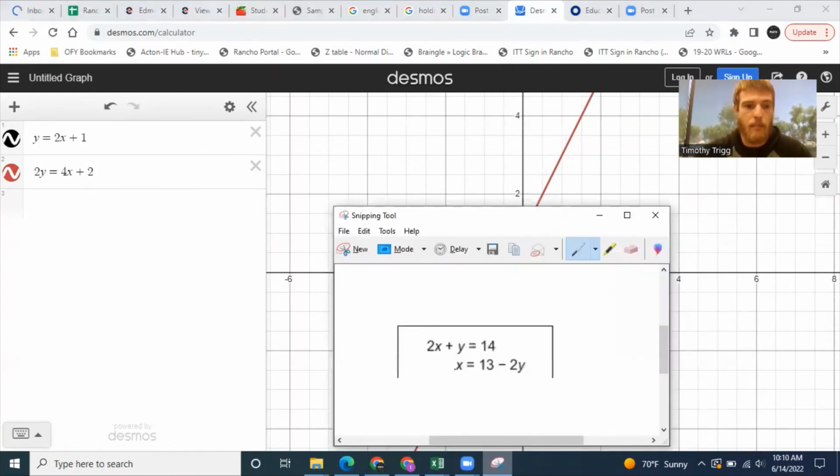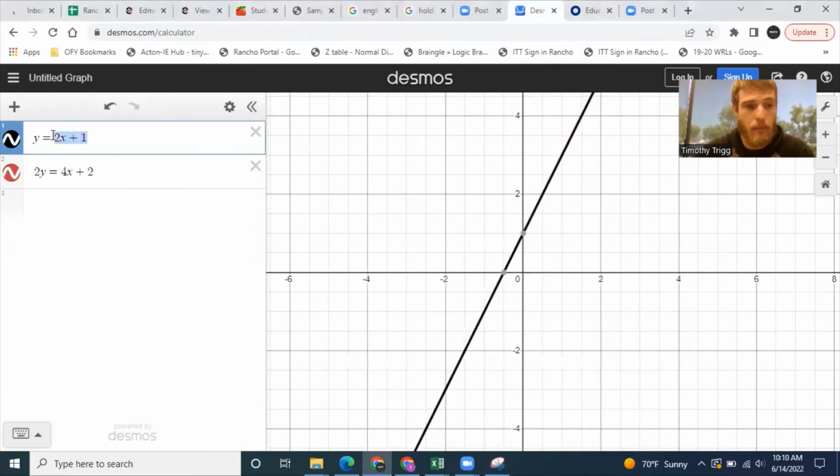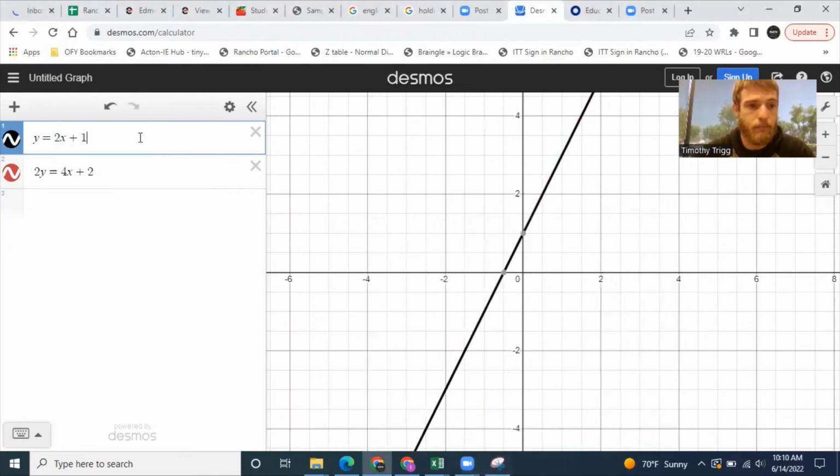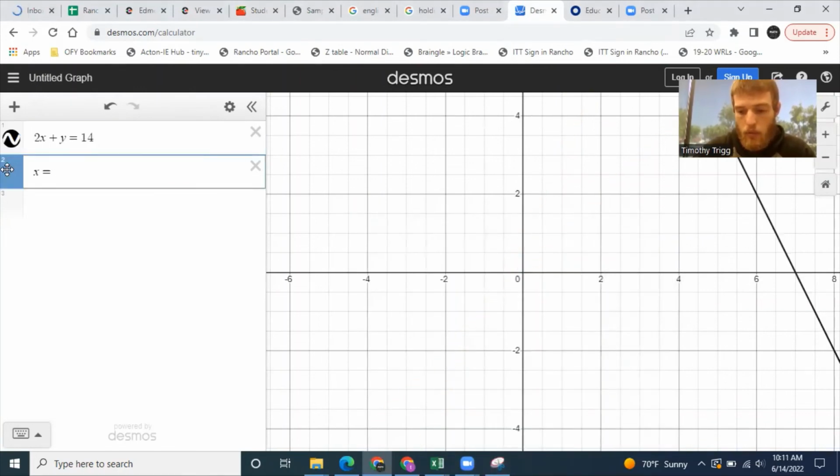So let me give you another example. Let's try this one, the third, the bottom left one. So let's go ahead and put these in. So we have 2x plus y equals 14, and then x equals 13 minus 2y.